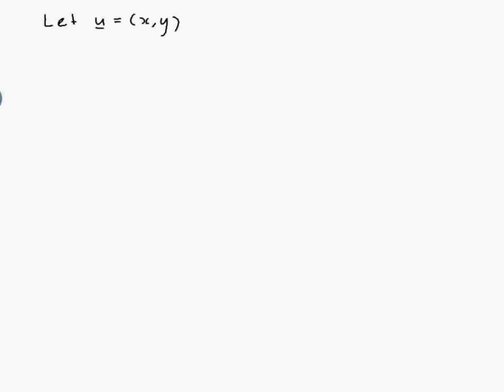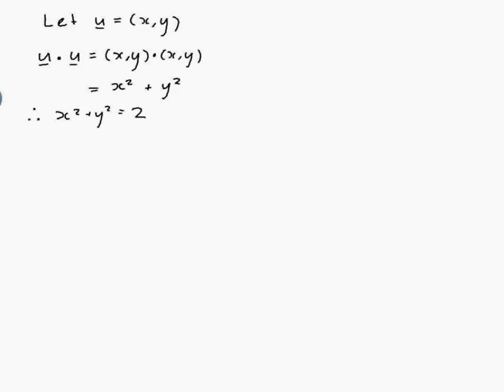Now I can do u dot u and u dot (1, 1). So then u dot u is equal to (x, y) dot (x, y). So that would be equal to x times x, which is x squared, plus y times y, which is y squared. Now u dot u is supposed to be 2, so therefore x squared plus y squared equals 2.